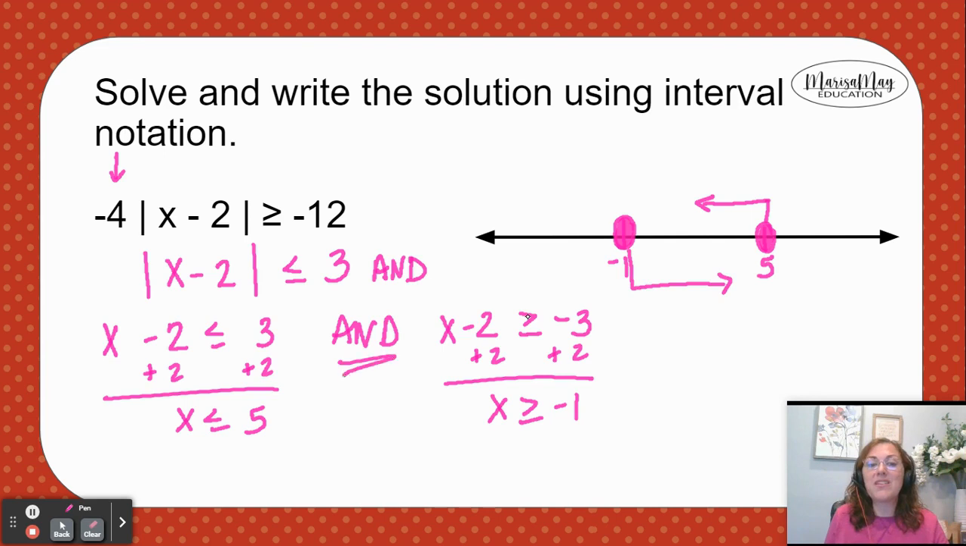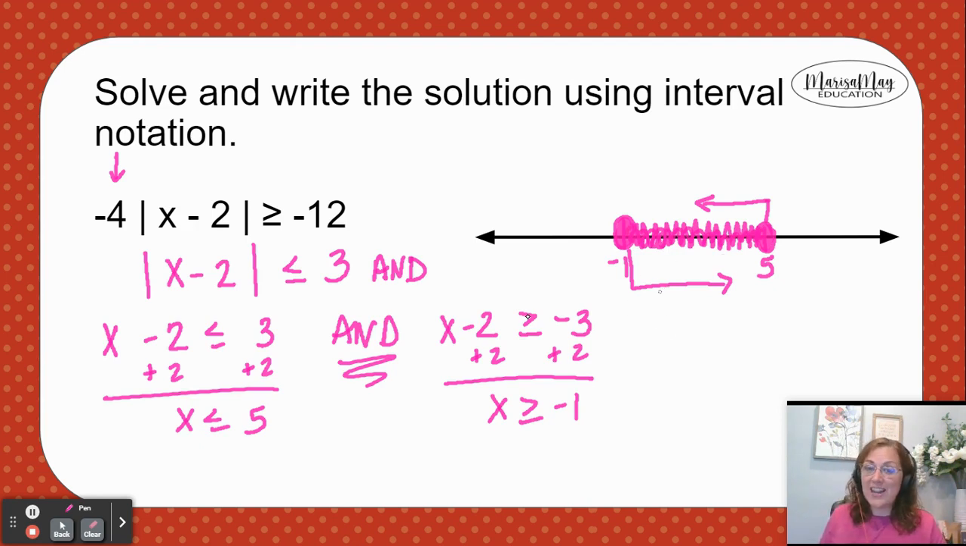Now, the important part of this and is we want where these two shadings overlap. These shadings overlap in between the two numbers. This is where I shade on the actual number line. And this is what I want to write the interval for.